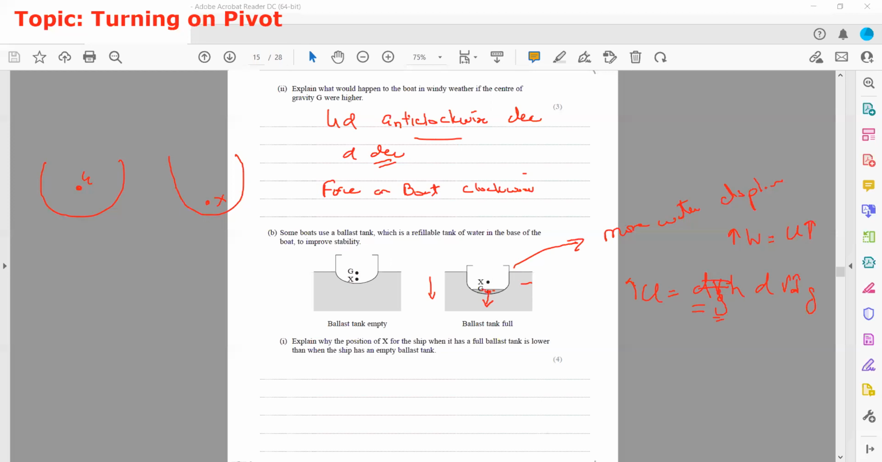So when it is filled with water, the weight or mass increases. As a result, the upthrust will also increase. And because the boat is floating, the upthrust must balance with the weight. As the boat moves downward in water, the volume of displaced liquid will also increase. So the center of gravity of the displaced water is lower.